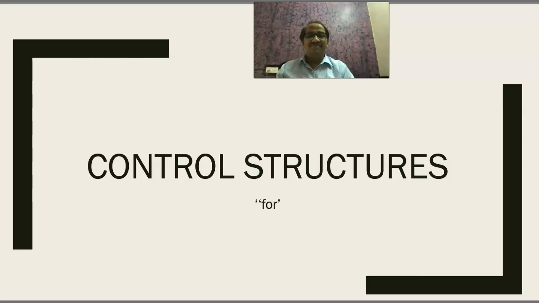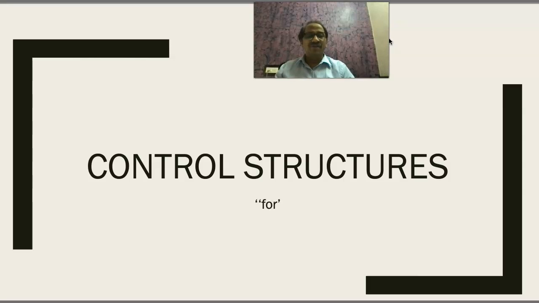Hello everybody. We have started a new concept, control structures in Python, and we have already said there are three control commands: if, for and while. We have looked at the if command, we have looked at the syntax of if, and we have also looked at a small program using if. In this video we look at the control for.